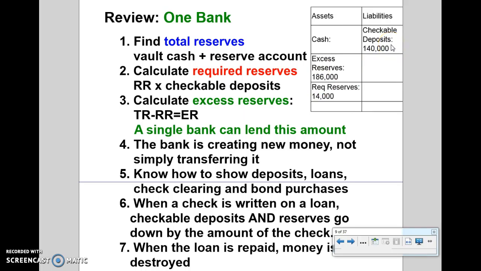Now, something else to note first, though, is that while that is creating more money, when somebody puts money into a checkable deposit, they are not creating more money. It is just going from one form of M1 to another form of M1.